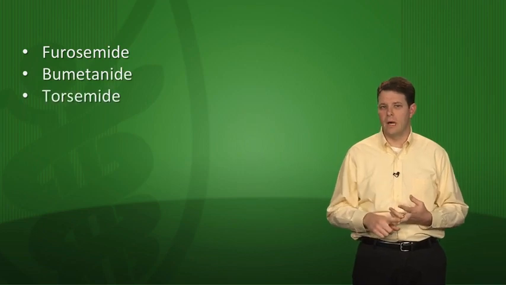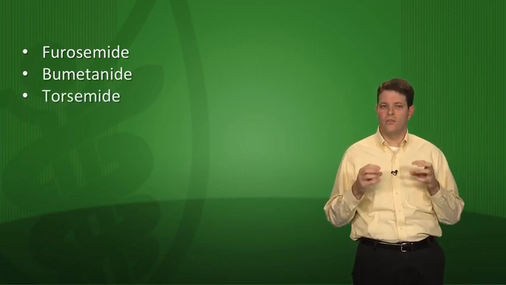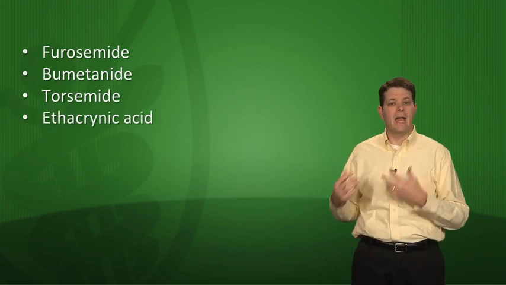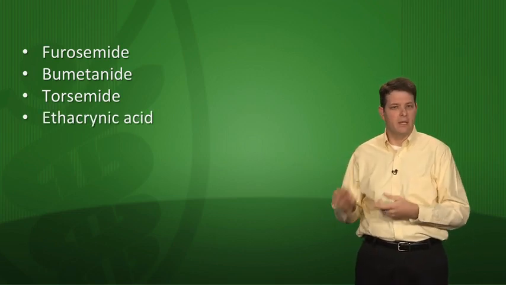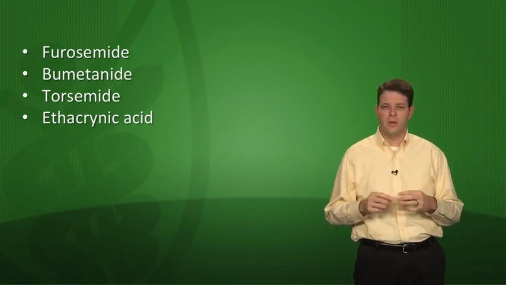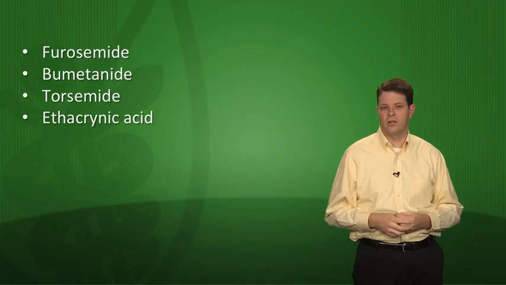The next group of diuretics is the loop diuretics, including furosemide, but there are some other loop diuretics too that you should know about, including bumetanide and torsemide. Now, all three of these are sulfonamide loop diuretics. There's another loop diuretic called ethacrynic acid, which is not a sulfonamide. But again, furosemide, bumetanide, torsemide, they're all sulfonamides. They're all going to be contraindicated in patients with sulfa allergies.